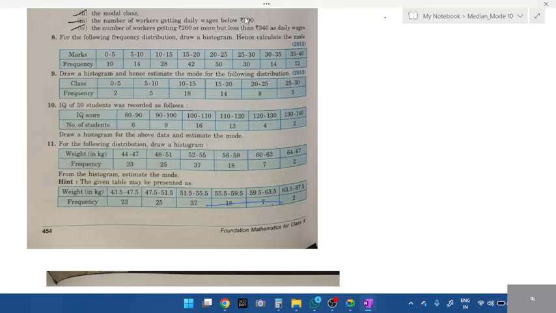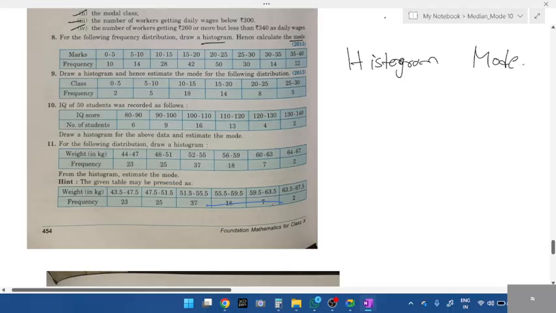Okay, what do we need to draw, students? Histogram graph, right? Graph is required. Histogram and hence calculate what? Mode. What are the keywords here? Tell me the keywords: histogram and mode. Next, read the ninth one, Adya.